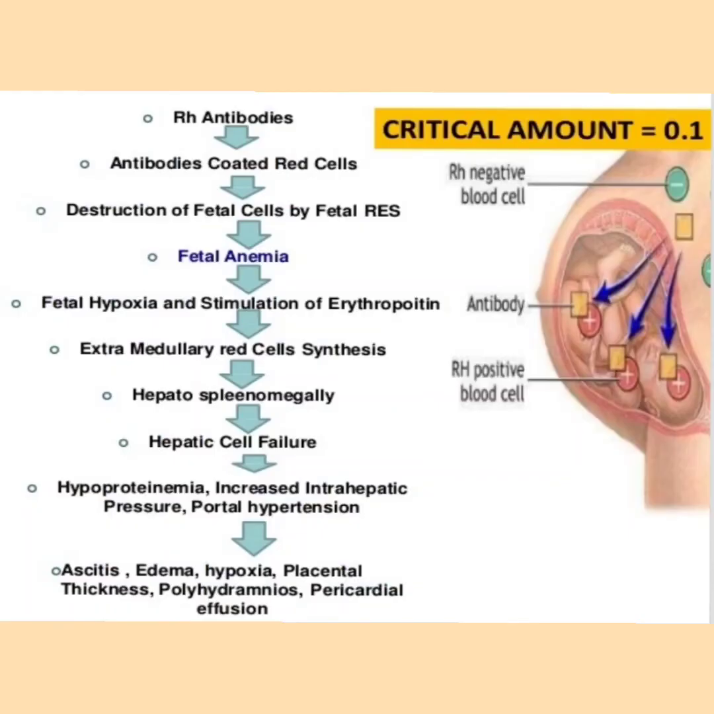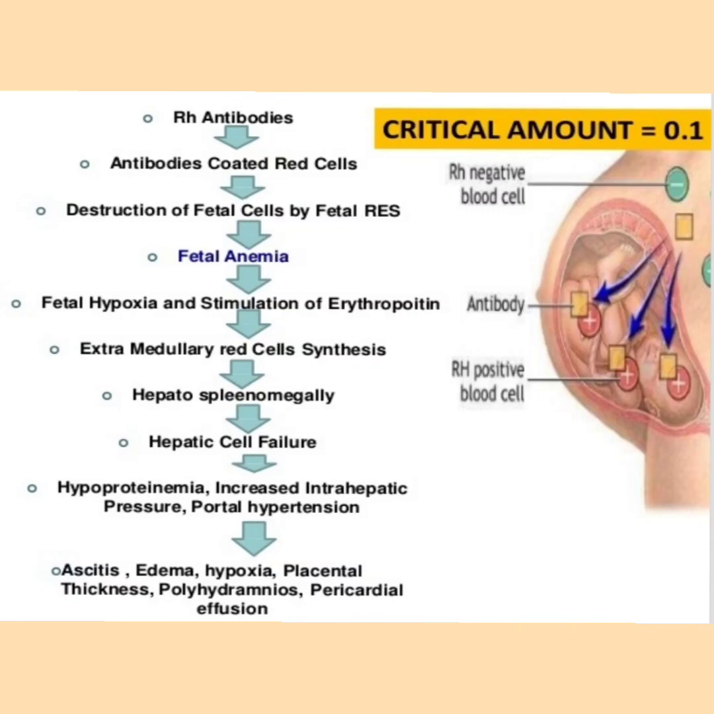So how does this disease occur? The critical amount required is 0.1 milligram of the antibodies. The Rh antibodies that enter the fetal circulation coat the RBCs and cause destruction of the fetal cells by the fetal reticuloendothelial system, and this causes fetal anemia. Then there is fetal hypoxia and stimulation of erythropoietin. Extramedullary cell synthesis occurs, and there is hepatosplenomegaly.